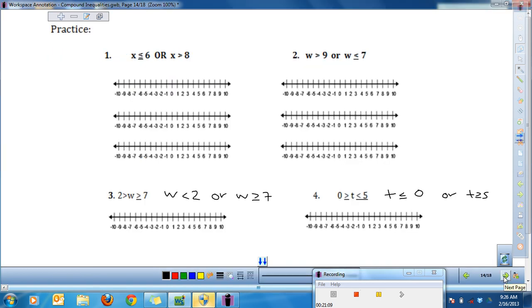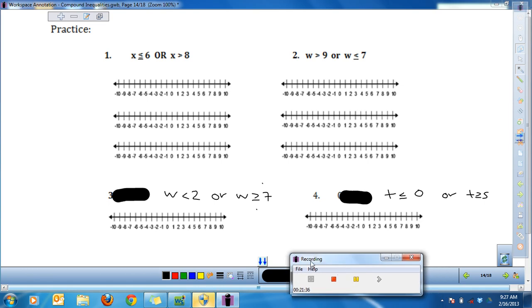Alright, so I want you to go ahead and try these 4 practice problems. Now, these 2 are like the last example we did, so keep that in mind. On these last 2, I want you to rewrite them because we won't normally see compound inequalities like this, so I want you to cross this out. And I want you to just rewrite the 2 inequalities like this. Go ahead and pause the video, try these 4 practice, and then press play when you're ready.